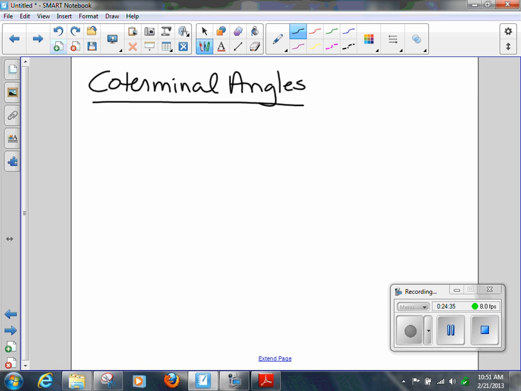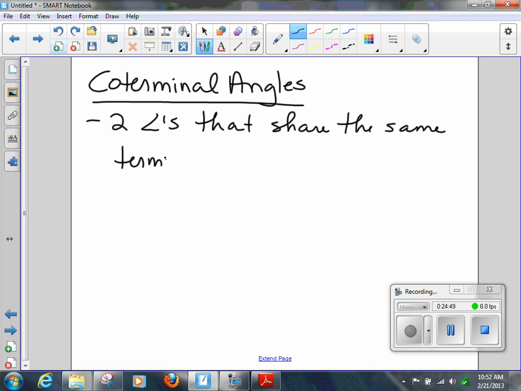Coterminal angles. Coterminal angles are two angles that share the same terminal side. So what's that look like?